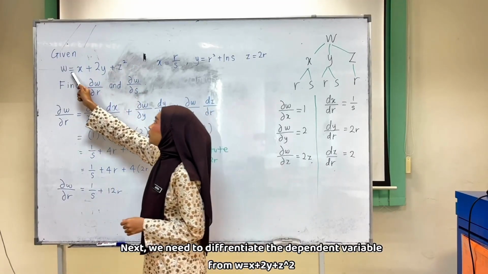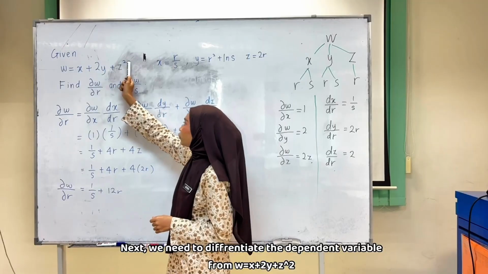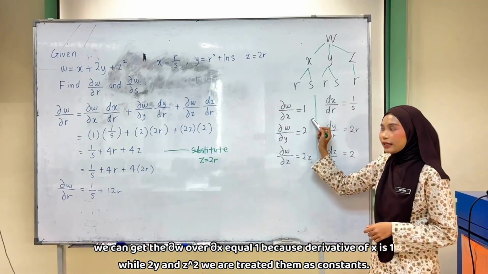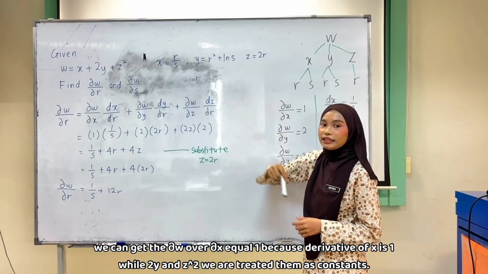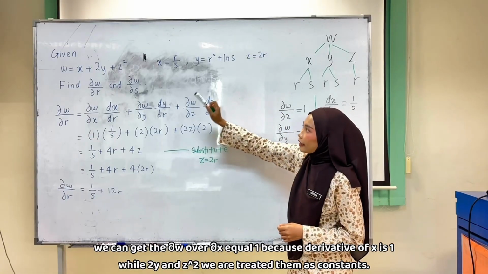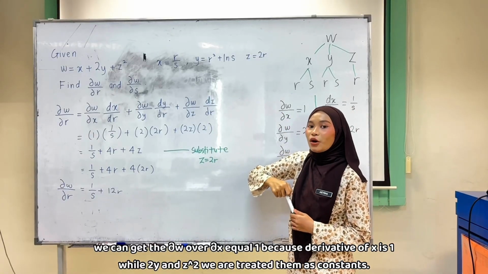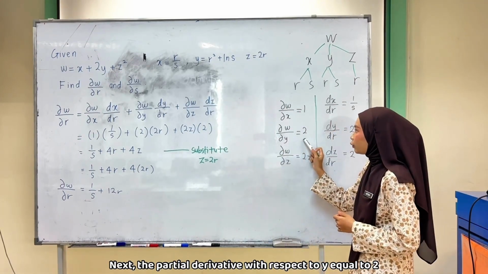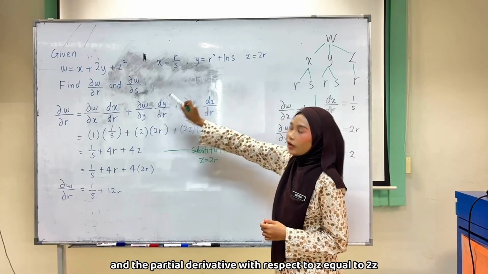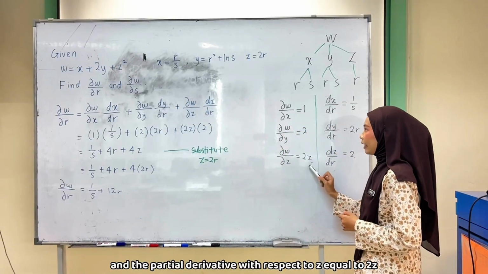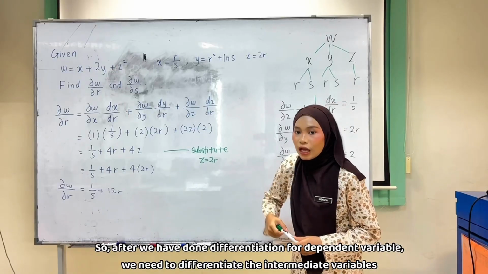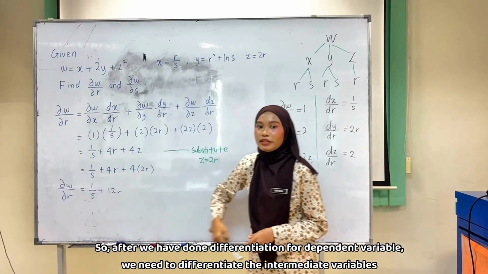From w equal to x plus 2y plus z squared, we get the partial w over partial x equal to 1, because the derivative of x is 1, while 2y and z squared we treat as constants. The partial derivative with respect to y, we get 2, and the partial derivative with respect to z, we get 2z. So after we have done the differentiation for the dependent variables, we need to differentiate the intermediate variables.